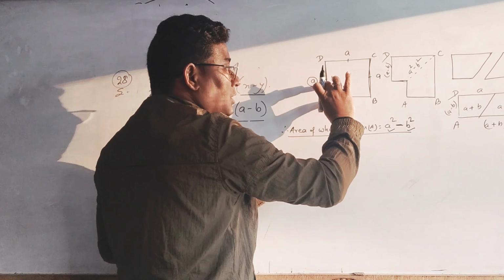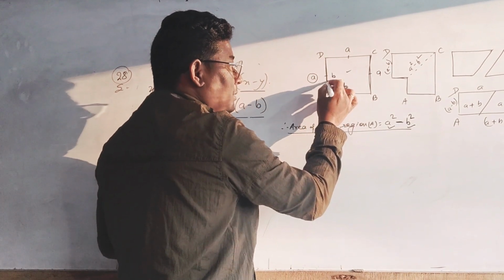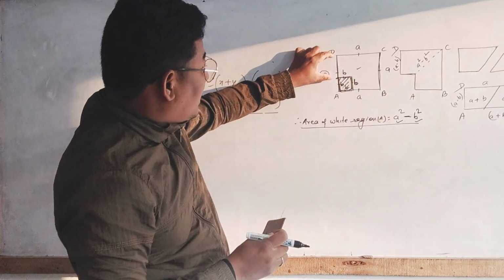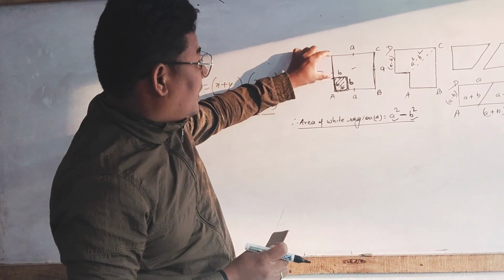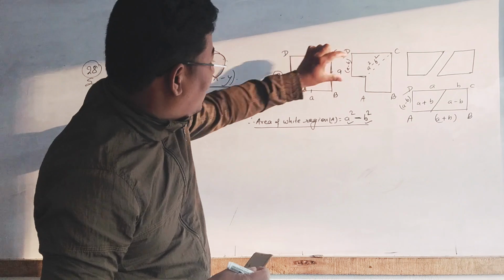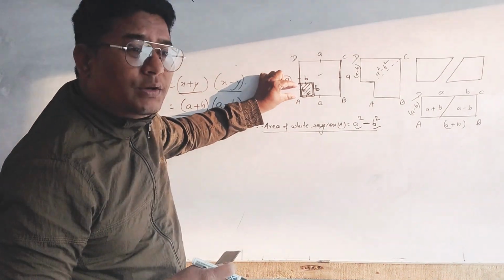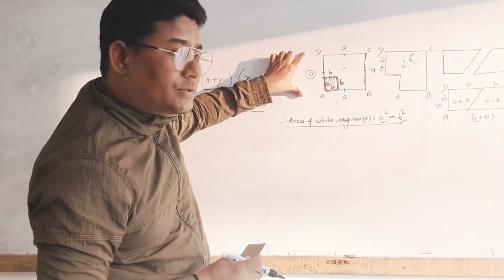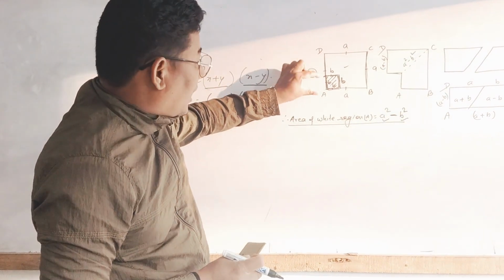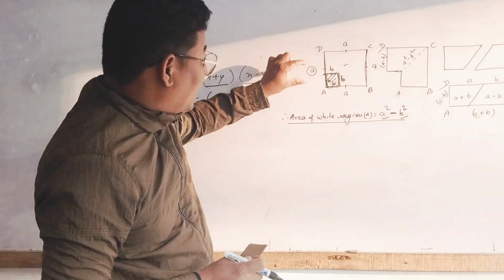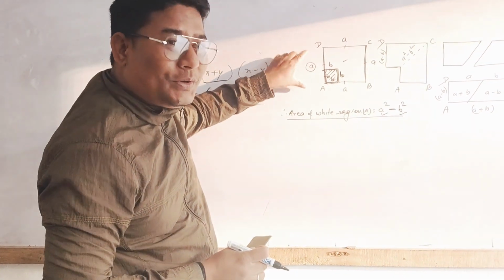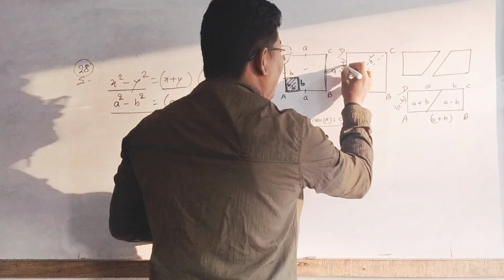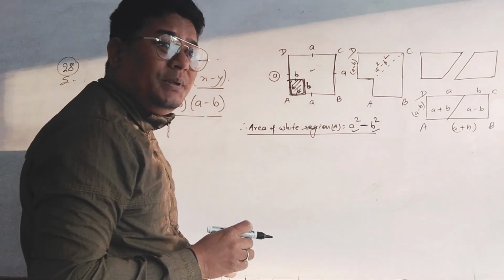And how much did you cut? B. Then what is the remaining length? Remaining length means this remaining length: total minus what you cut. What was the total? A. And how much did you cut? B. Then what should be the remaining value? Total minus the cut value. Cut value means A minus B.